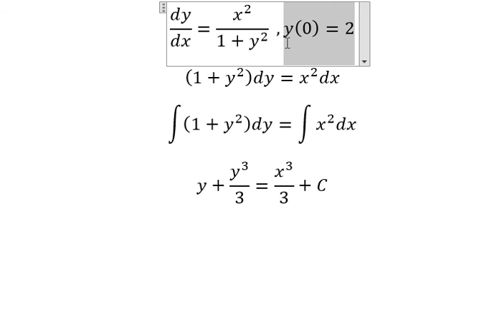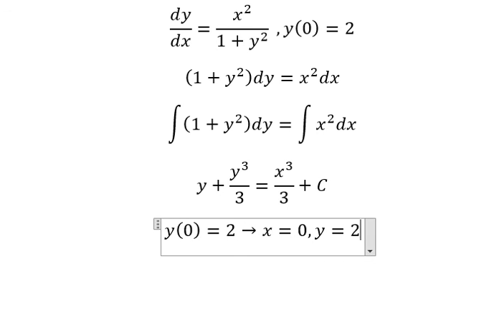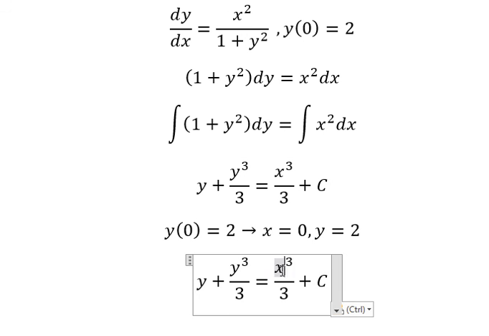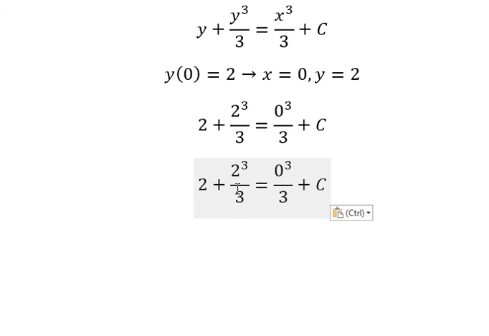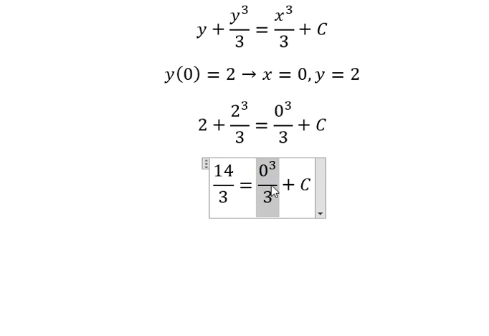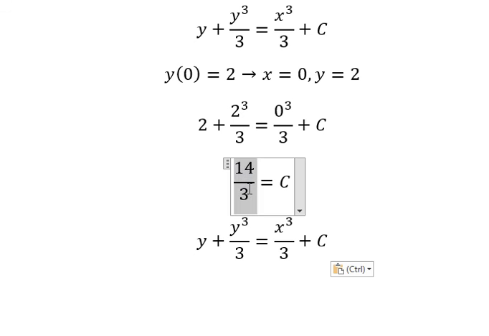Now we have the conditions. That means when x equals 0, y equals 2. Now we put the value in here to find the value of c. And now we need to simplify. And we got c equals 14 over 3. And now we put this number in here.